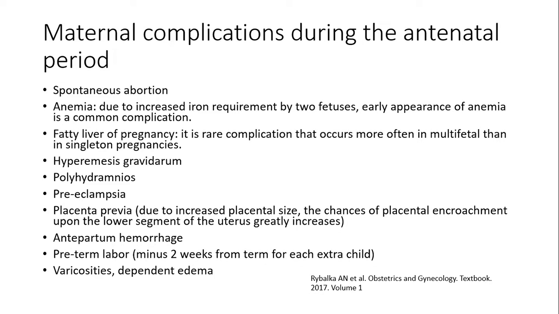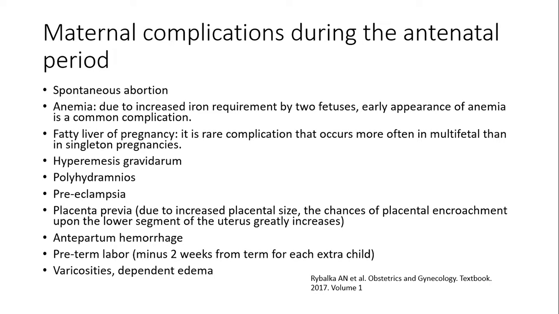Maternal complications include spontaneous abortion, maternal anemia, because of the increased iron requirement by 2 fetuses, and fatty liver of pregnancy. It is rare, but it may occur. Hyperemesis gravidarum, nausea and vomiting, severe cases may be seen in twin and multiple gestation. Polyhydramnios, which we discussed before. Pregnancy-induced hypertension and preeclampsia.